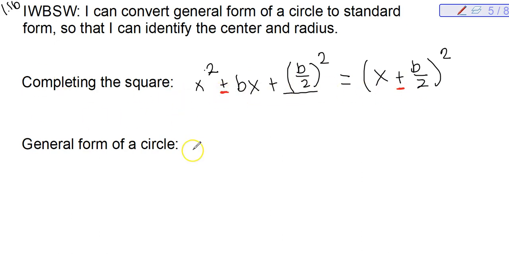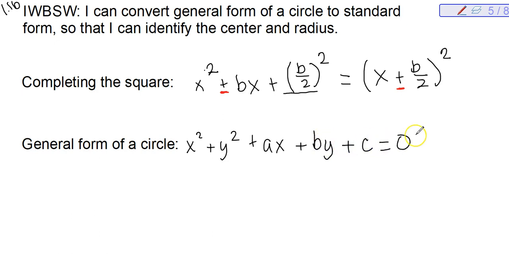Okay, here we go with the general form of a circle. It looks like this: x squared plus y squared plus ax, some number times x, plus some number b times y, plus c equals 0. And sometimes when you see an equation in general form, it'll be a little out of order. But if you can reorder it in this format, then it's general form of an equation of a circle.